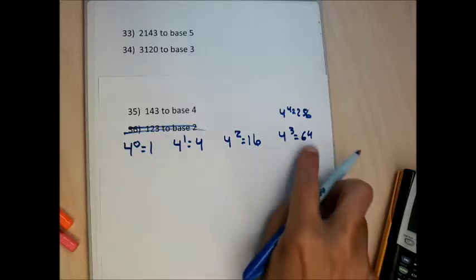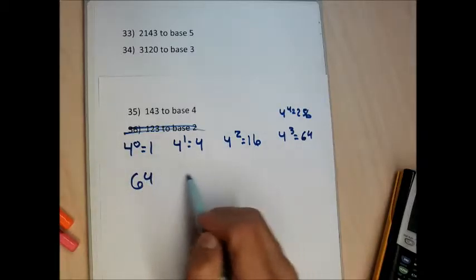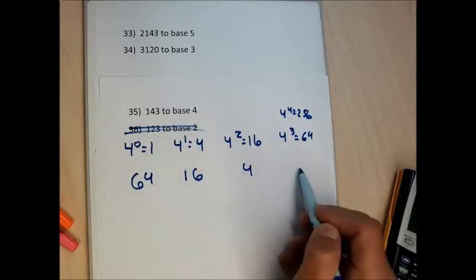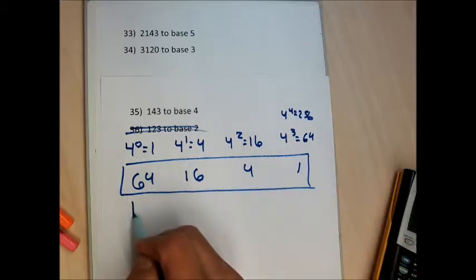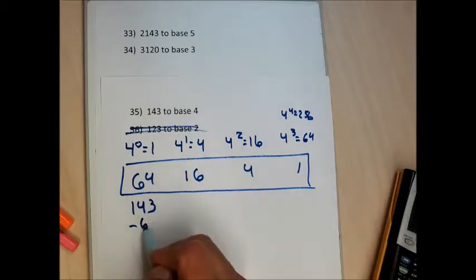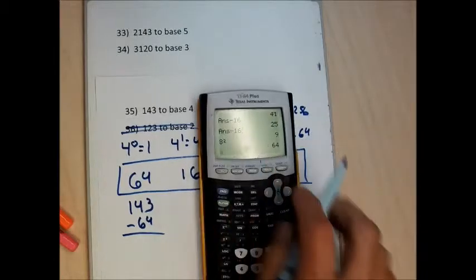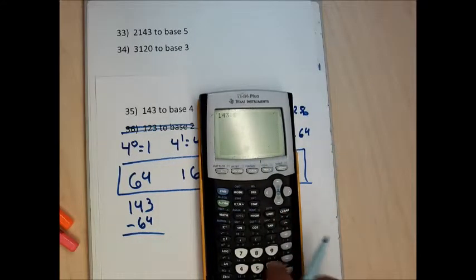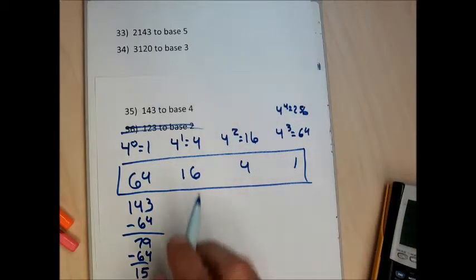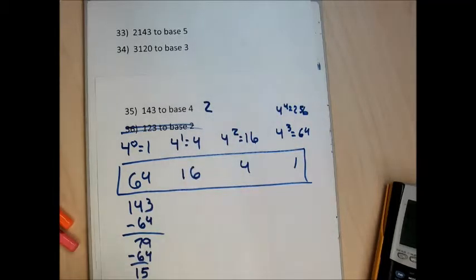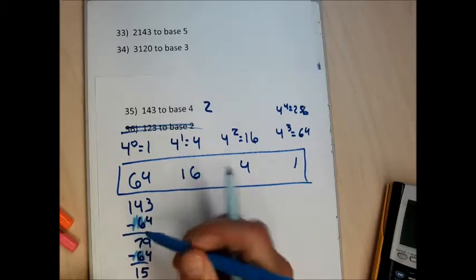So I'm going to write the numbers backwards. 64, 16, 4, and 1. And now I'm going to start subtracting. For problem 35, I'm going to go 143 minus 64. I get 79. Now I'm going to go 79 minus 64, and I get 15. Done subtracting because I'm less than 64. First number in my answer is going to be a 2 for the 2 times I could subtract 64.